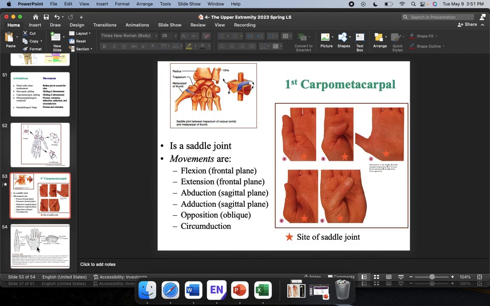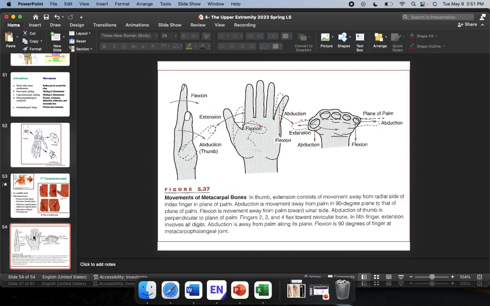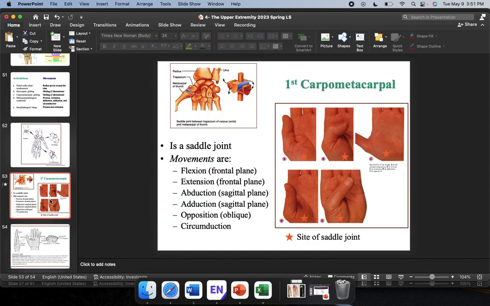And then finally, if you need a review of the movements of the thumb and the planes in which they happen to move, this slide here is a good resource. These two slides here are good resources if you need that review of the thumb. And that finishes this video of the wrist and fingers.